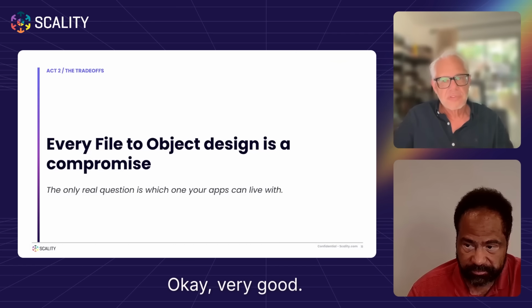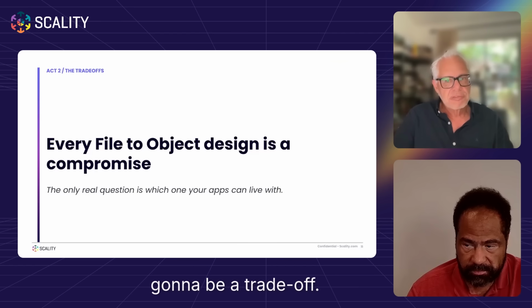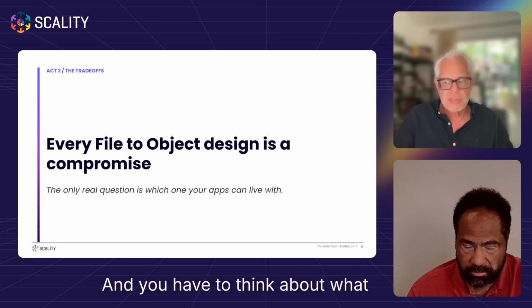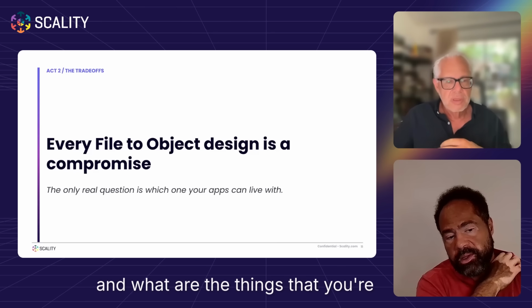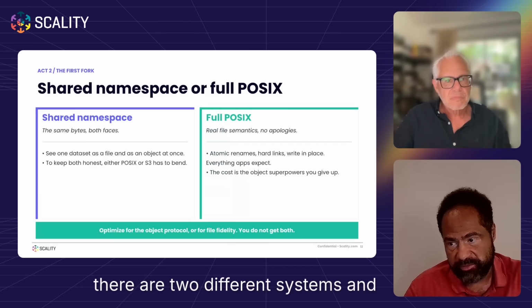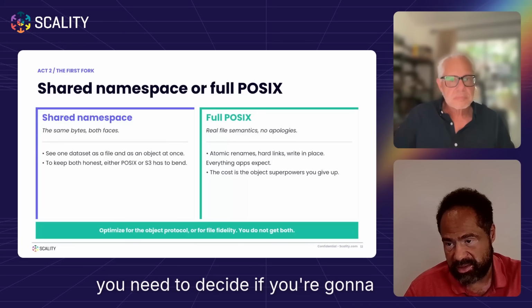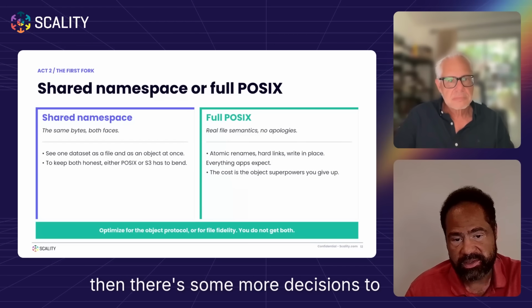Okay, very good. So I guess in the end, it's always going to be a trade-off. Is that an accurate statement? And you have to think about what you can live with. What's your primary design point, and what are the things that you're willing to compromise on? Yep, I agree. There are two different systems, and you need to decide if you're going to be object first or file first. And then there's some more decisions to be made.